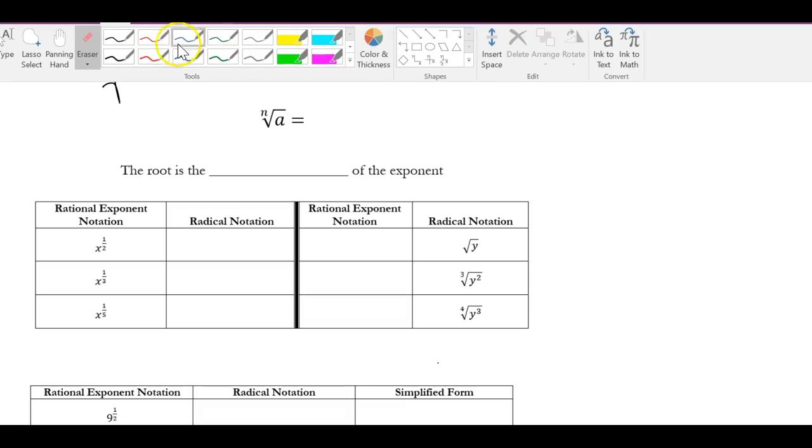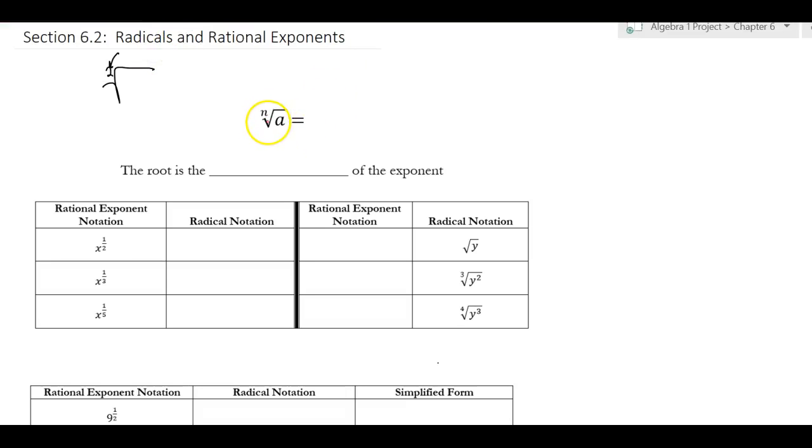Okay, so when I'm going from a radical to a rational exponent, I'm going to divide by the root. So you divide by whatever the root is, and whatever the exponent is, that goes on top. The root is the denominator of the exponent. So let's try and write some of these.